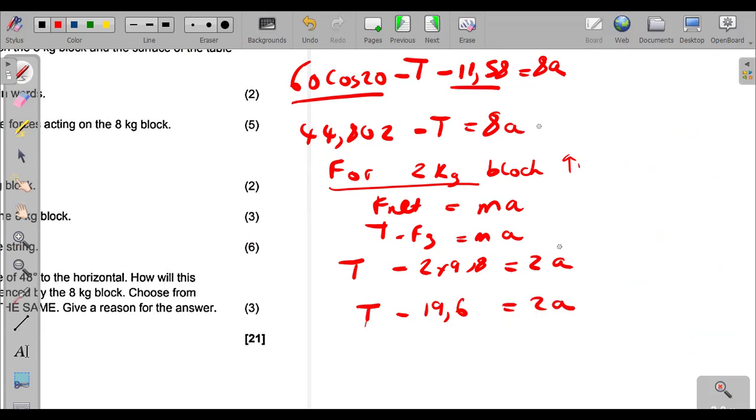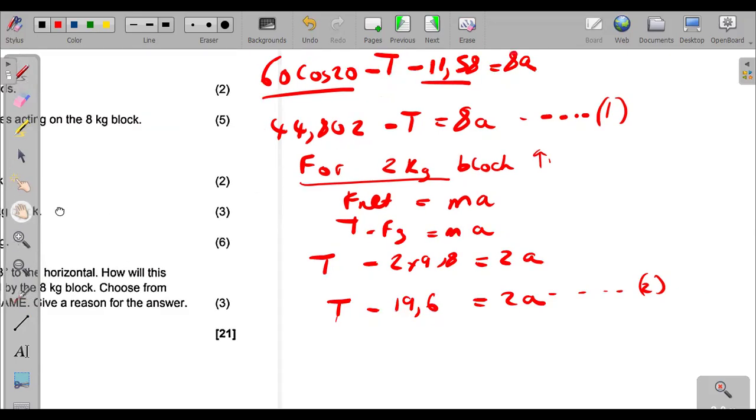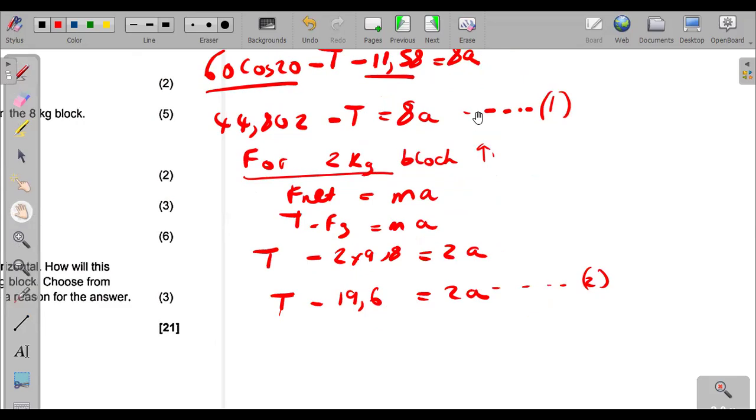Two equations have been formed. Equation 1 was formed from the 8 kg block, and equation 2 formed from the 2 kg block, which means these two equations can now be solved as simultaneous equations. How can we solve them? We can first come to this first equation and make T the subject.